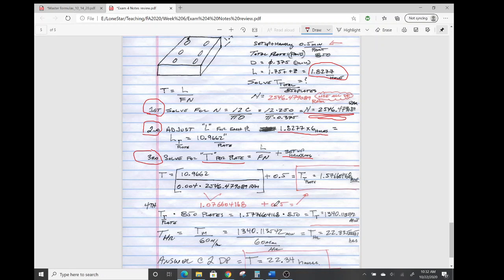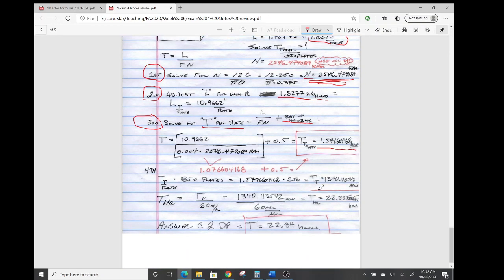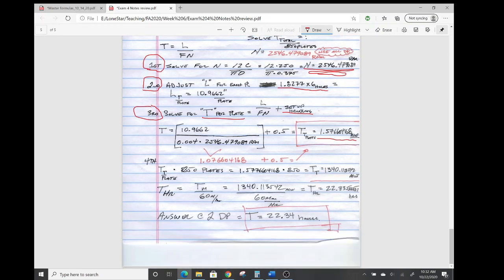We're going to add our half a minute, right? This is the time from just drilling the holes. We'll add our half a minute, and we get a total time per plate of 1.576604168 minutes, or something like that. Now we've got 850 plates. So the total time for 850 plates is going to be the time for one plate, which is 1.57766044168, times 850.